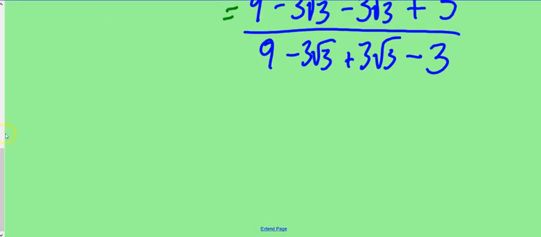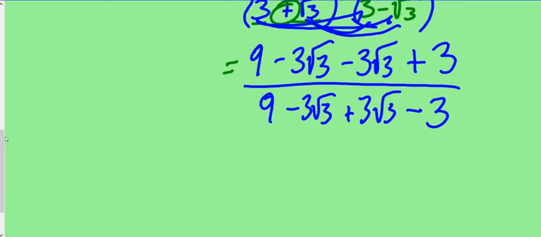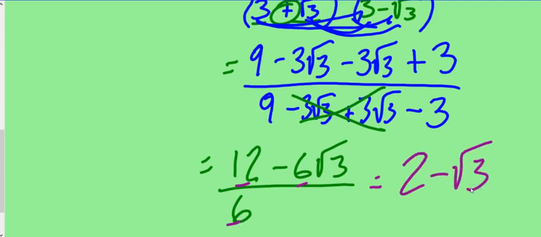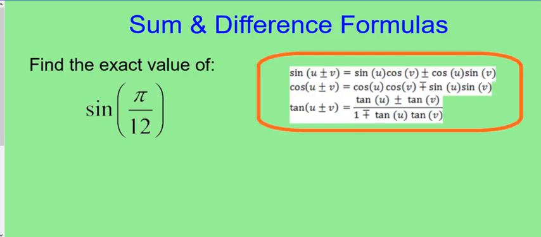Now we're just going to combine like terms and cancel anything out. Up top, 9 plus 3 is 12, and negative 3 square root of 3 minus 3 square root of 3 gets me minus 6 square root of 3. Down below, 9 minus 3 is 6, and these two cancel. Final step, all three of our terms are divisible by 6, giving me 2 minus the square root of 3. All right, now we've got sine of pi over 12.